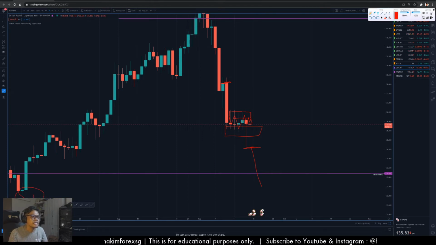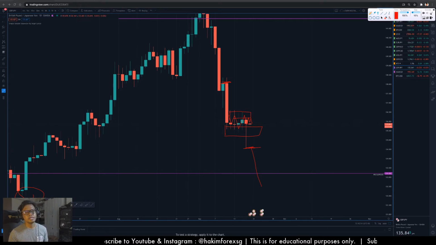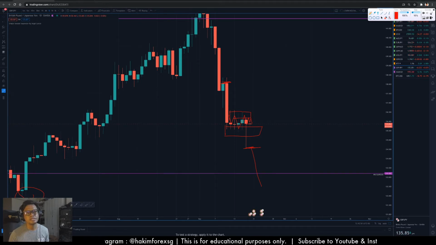So again, I'm just doing storytelling so that when the setup happens, I know what I can do when the price gets there, and set certain support or resistance to see whether the price materializes.